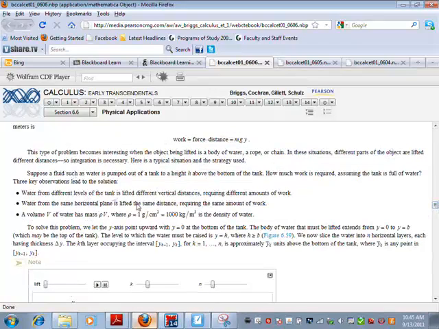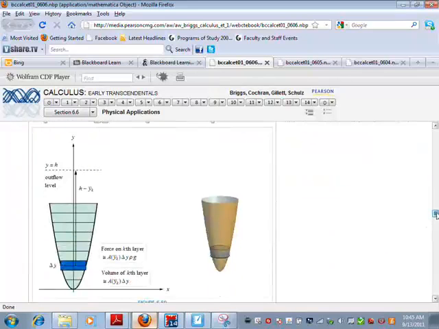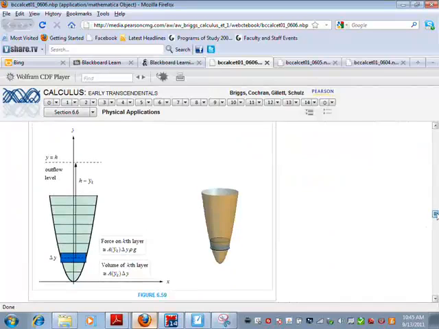Water from different levels of the tank is lifted at different vertical distances. Water from the same horizontal plane is lifted the same distance, requiring the same amount of work. A volume V of water has mass rho times V, where rho is 1 gram per centimeter cubed, which is 1,000 kilograms per meter cubed, the density of water. So I have to give you the density of whatever the substance is, so that you break up the y-axis into n pieces, and then you try to calculate the force on each piece.